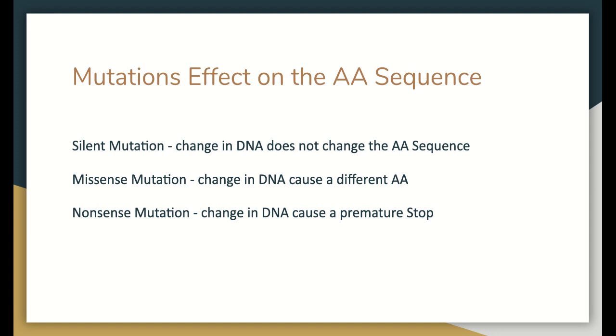Okay, and the last one is a nonsense mutation, and this is where the change in the DNA sequence causes a premature stop codon. So it stops the protein really early, and this would cause a pretty dramatic effect because you're just missing a huge chunk of the protein. All right, so when it asks for types of proteins or types of mutations, these are the things that it's looking for in your packet.